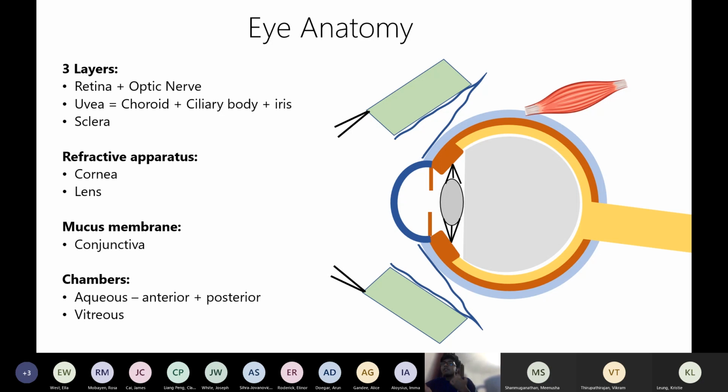Then on top of these, you have the mucous membrane. Any part of the body that is exposed to the outside requires a mucous membrane to protect it. And the mucous membrane for the eye is known as the conjunctiva. So you have two bits. Does anyone know what they're called? You have the bit facing the eyeball and the bit facing the eyelid. They have two different names.